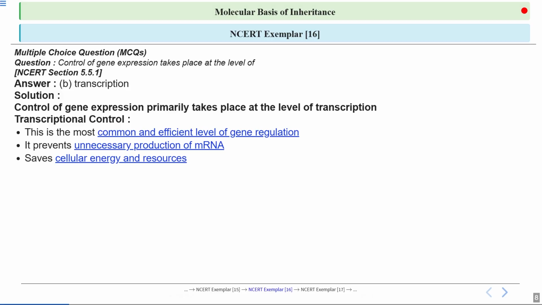You can see this mRNA is single stranded. Only one of the template strands is transcribed into RNA. Okay. So, if you are doing regulation at the transcription level, then you are saving the energy also, because unnecessary mRNA are not being produced. In producing RNA, resources are being utilized.